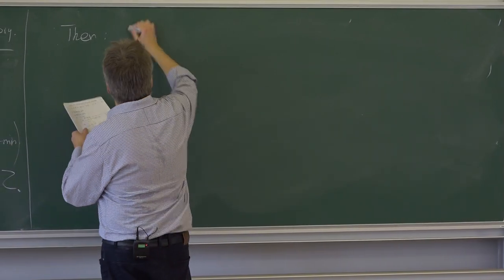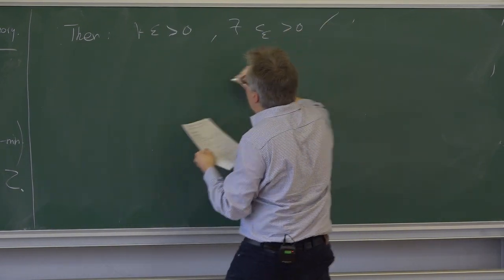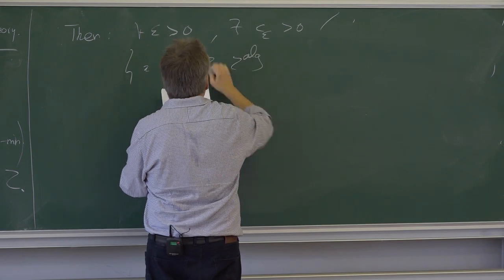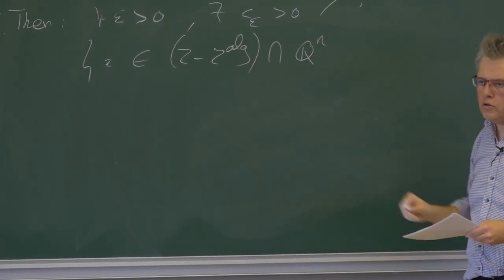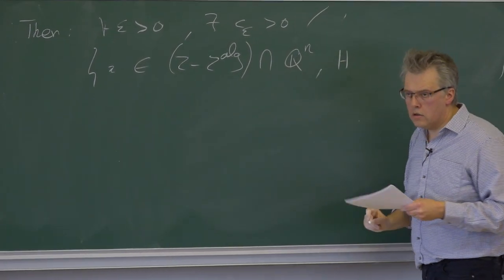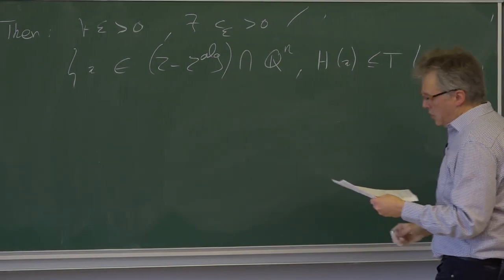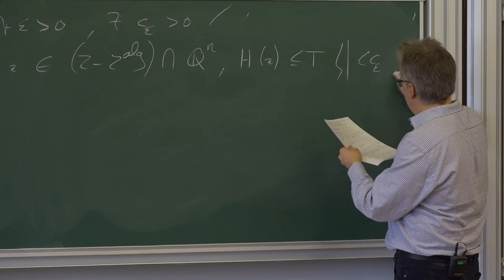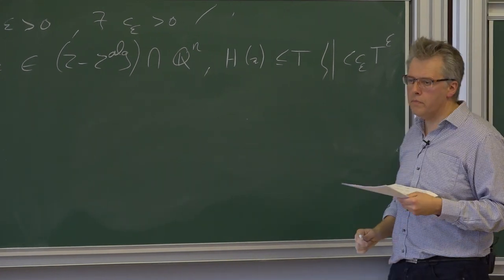So what is the statement? The statement is that for any epsilon larger than zero, there exists a constant C_epsilon depending only on epsilon and Z, such that if you look at the set of points which are not in the algebraic part, and you intersect them with Q^n, so now I'm using the natural rational structure underlying R^n, and I want to count those points. So I take the naive height of those points. They are points in Q^n, so I can take their naive heights. And the claim is that if you count such points with height at most T, then you have very few. This is smaller than C_epsilon T^epsilon. So this grows in the height subpolynomially.